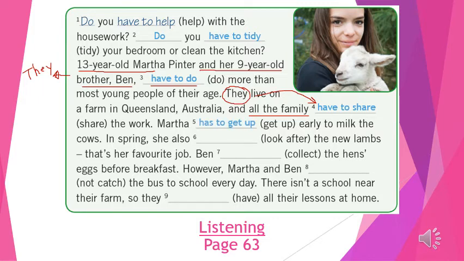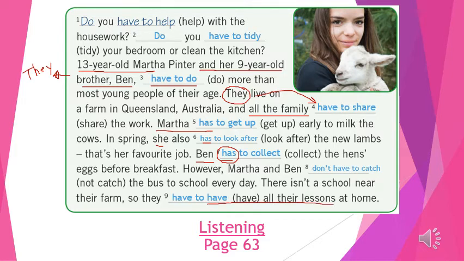Number 5. Martha has to get up. She has to. In spring, she also has to look after. Ben has to collect the hen's eggs. So here we see she and he followed by has, right? When we're using he, she, it, we use has instead of have. Number 8, Martha and Ben don't have to catch the bus, and they have to have all their lessons at home. So because we say have your lessons, here it may look a little strange, but we can say have to have.